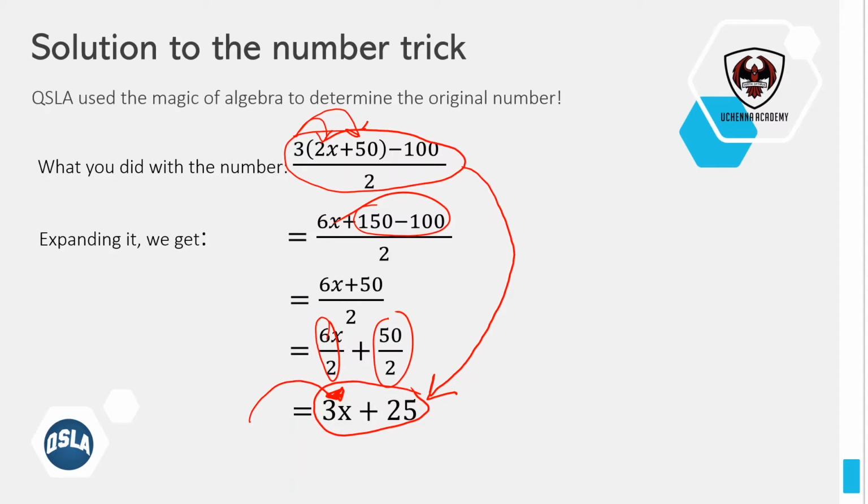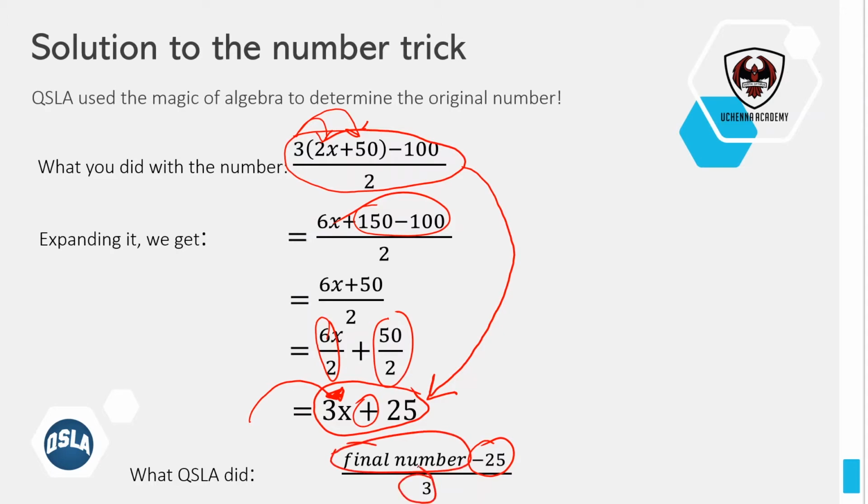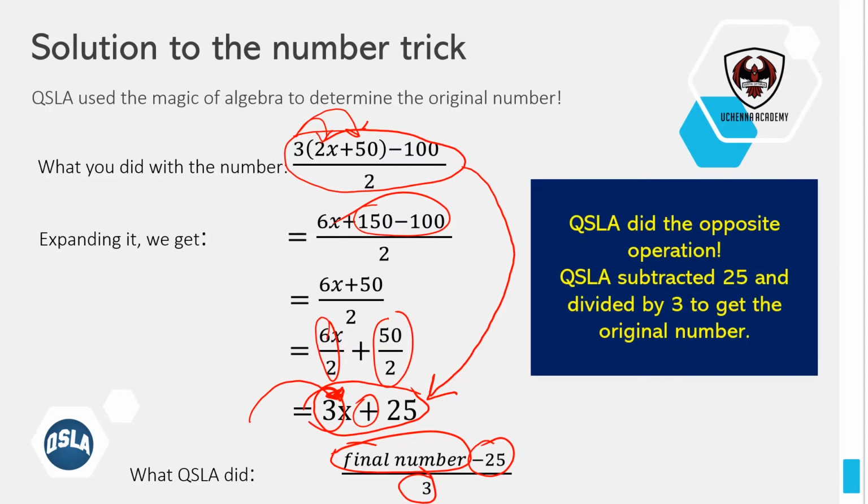And basically, we can just go backwards. What we can do is we can subtract 25. So we can do the opposite. Instead of adding 25, we'll subtract 25 from the final number that you came up with or told us. And then we can divide by 3 instead of multiplying by 3. So we're doing the opposite operation in order to solve it. We did this in our last lesson as well, where we did opposite operations. And that tells us the original number.